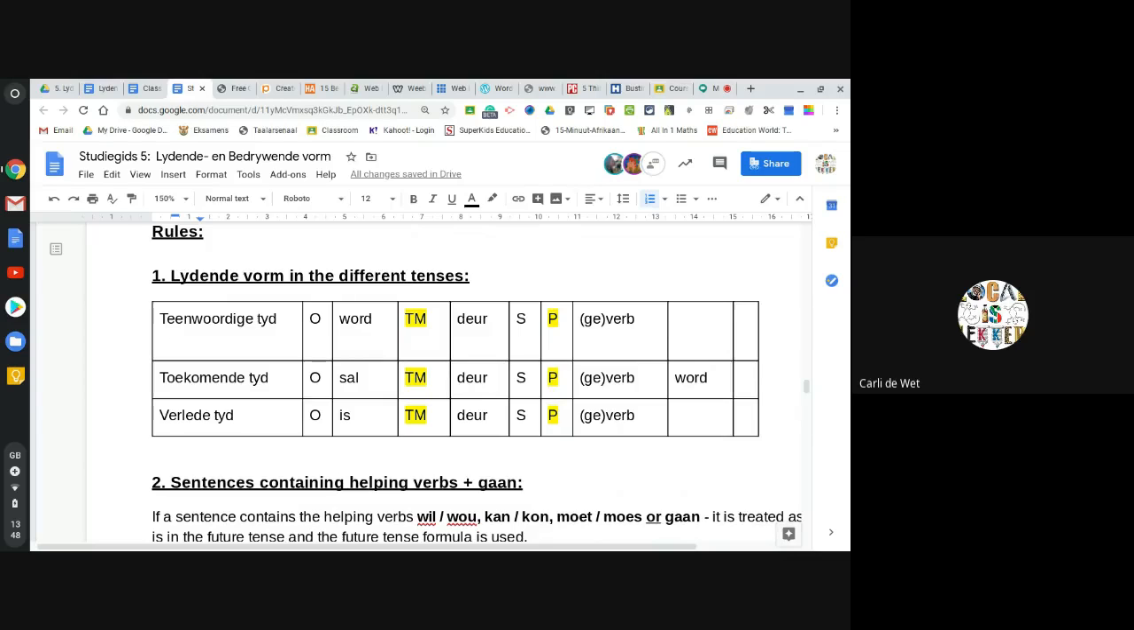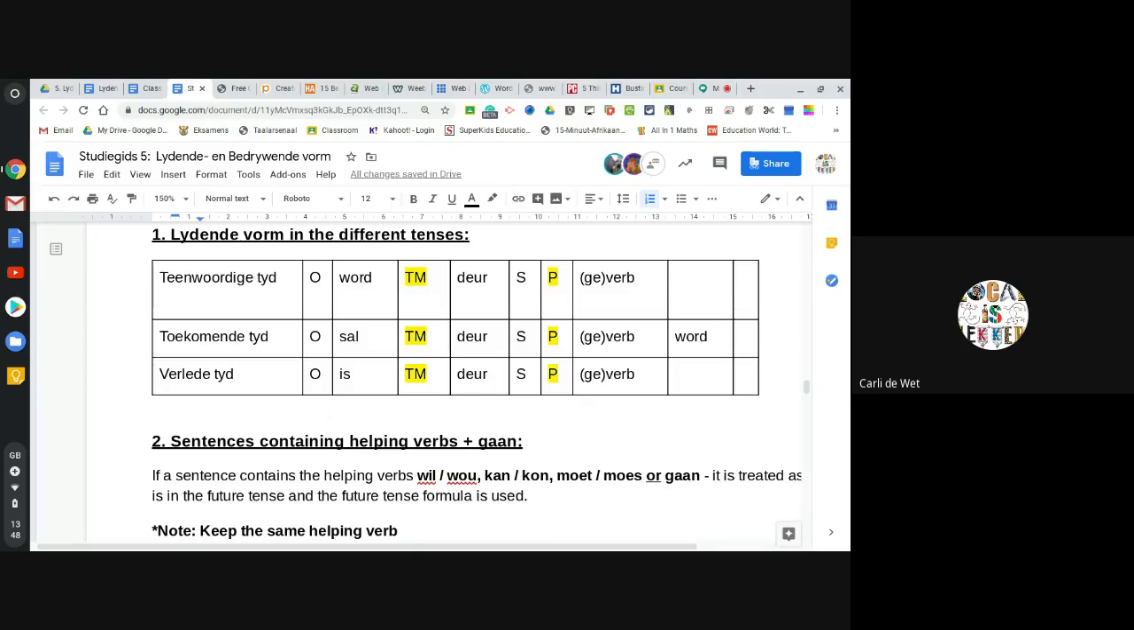Okay, so object sal deur subject geverb word, and no matter what they give you in a sentence, if they give you gaan, you're going to use gaan in the place of sal. If they give you moet, then you're going to use moet in the place of sal. Whatever they give you, you're going to stick to that helping verb or that auxiliary verb and replace sal with it.